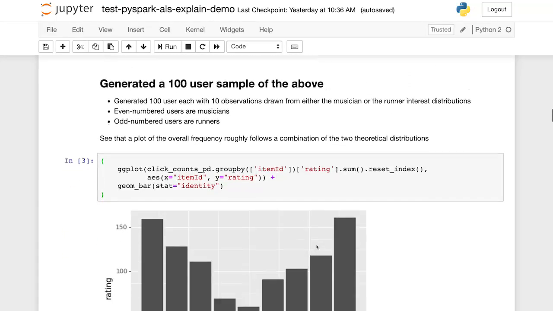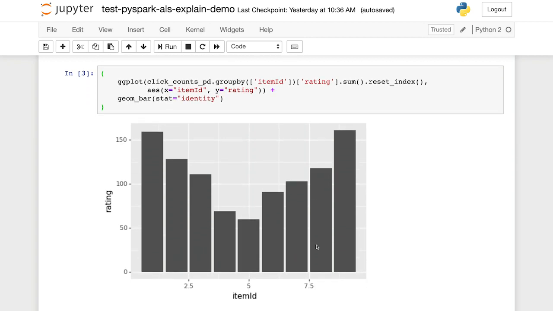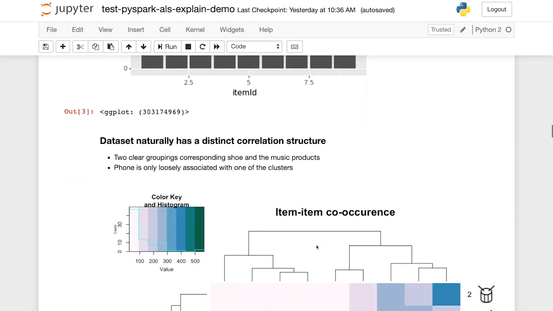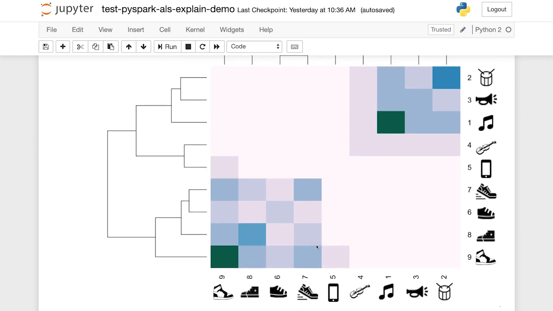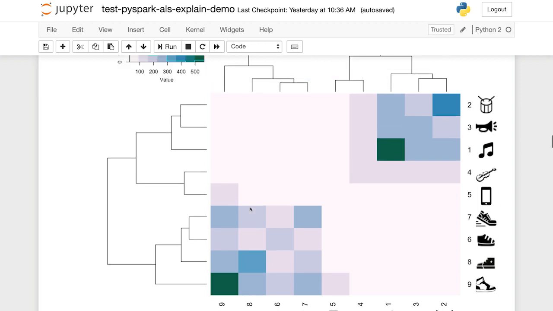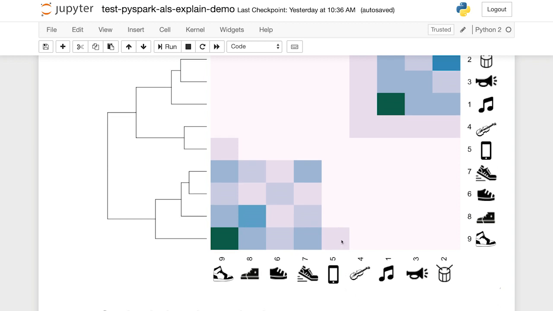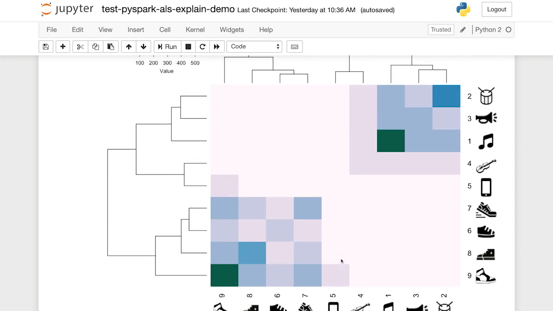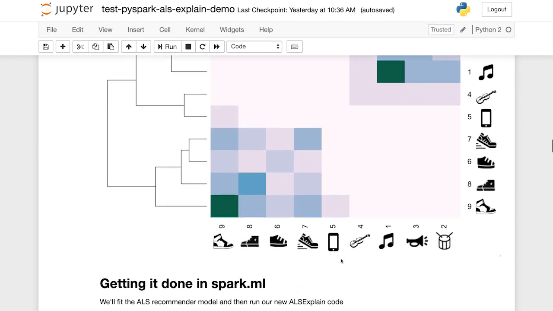So we've generated a 100 user sample from the above, and here's a histogram of what was generated. It's a probability distribution, so it's not exact. But because of that, you can also see the correlation structure of the items that people tend to consume together. We found that there's a group for shoes, and predictably there's a group for musical instruments as well. Then we find that the phone in the middle doesn't really know where to fit. It sits in between the two clusters. The dendrogram puts it somewhere, but it didn't necessarily have to be there.